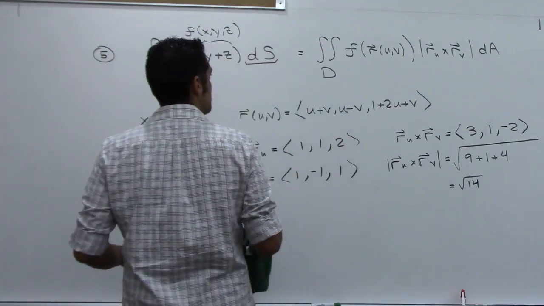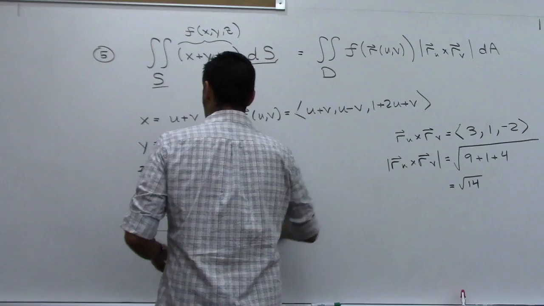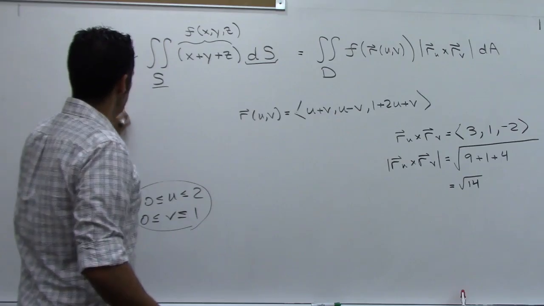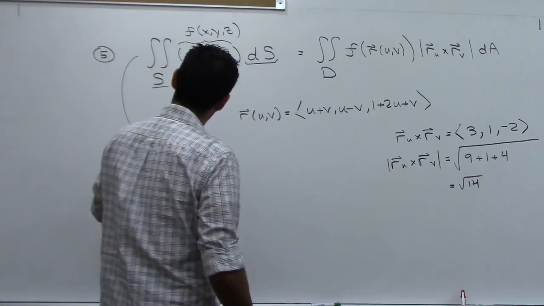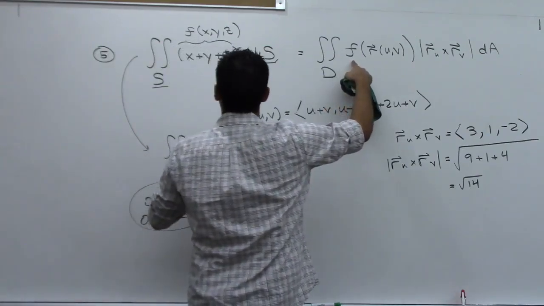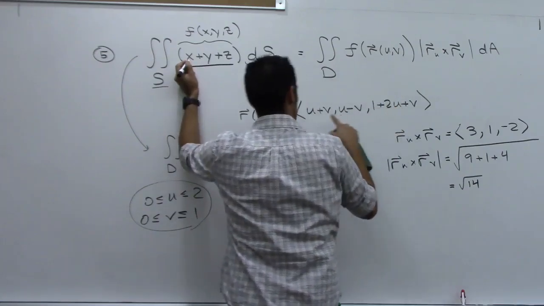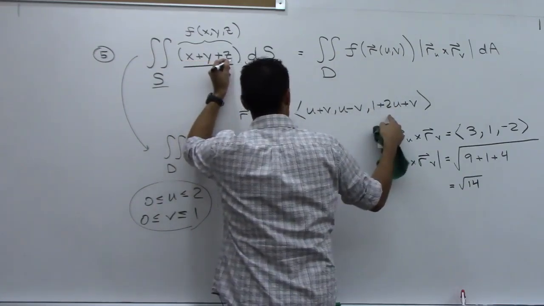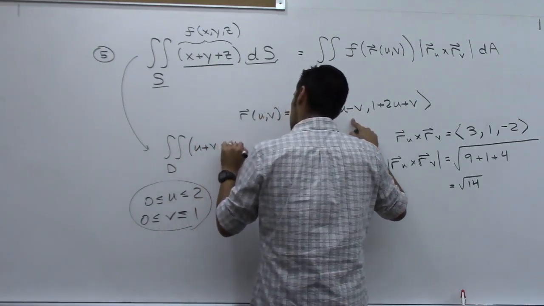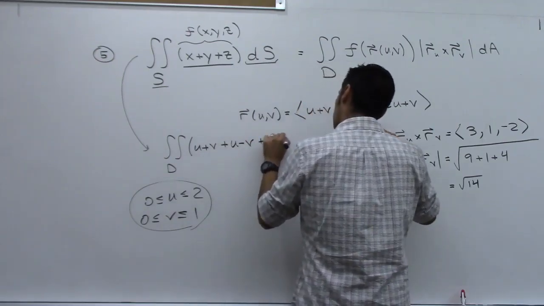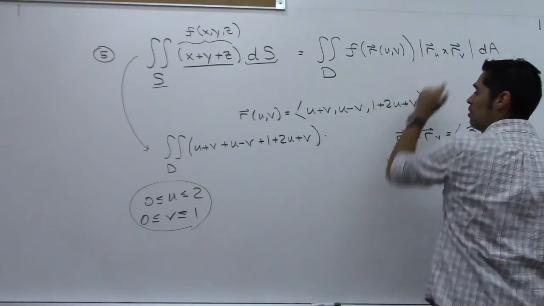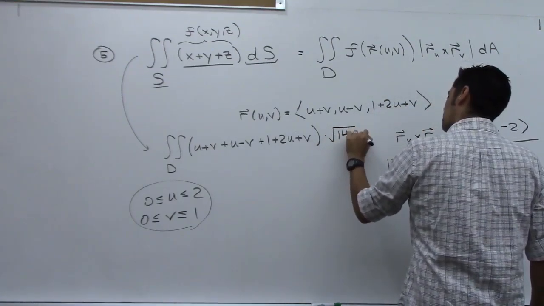I was just about to erase that. I need it. I don't need this. I'll keep my restrictions. So this becomes the double integral over D of the scalar function, which was this one, replacing the x with this, the y with this, the z with this. So it's just going to be u plus v, that's x, plus u minus v, that's y, plus 1 plus 2u plus v, times root 14 with respect to area.